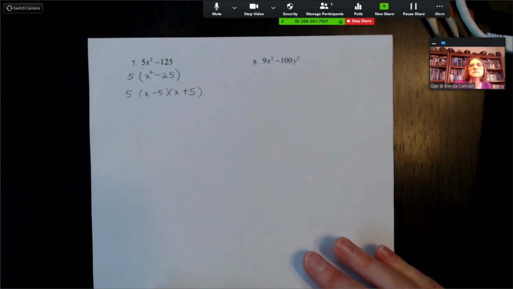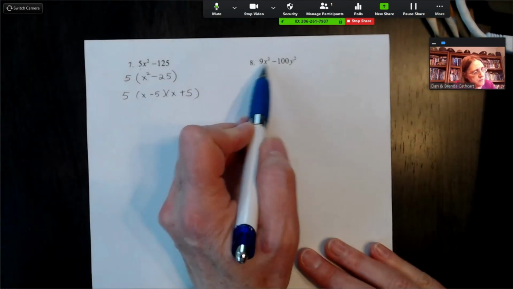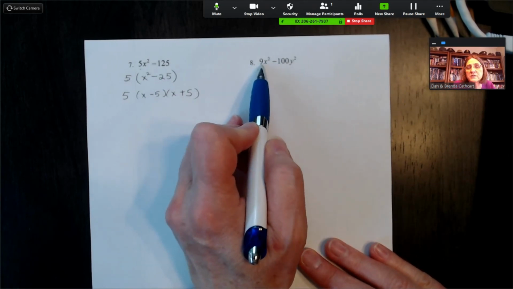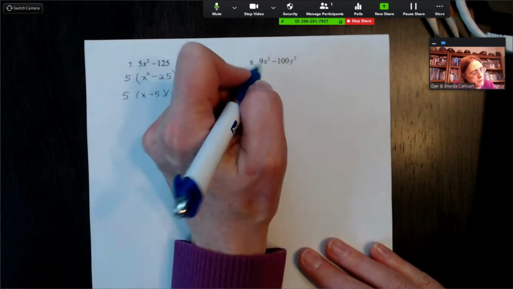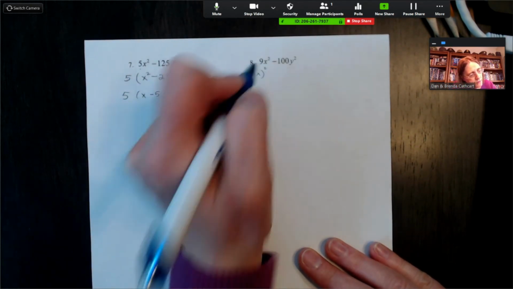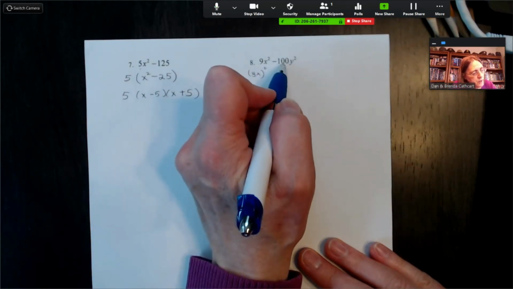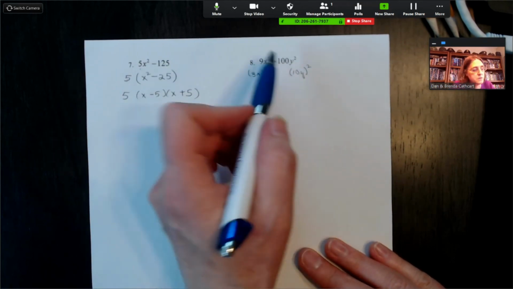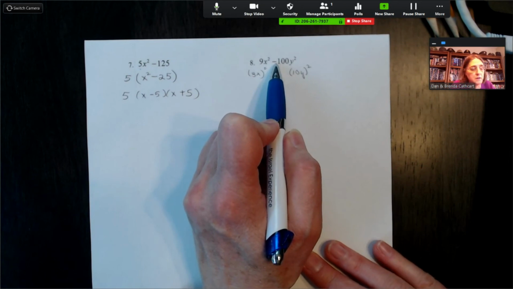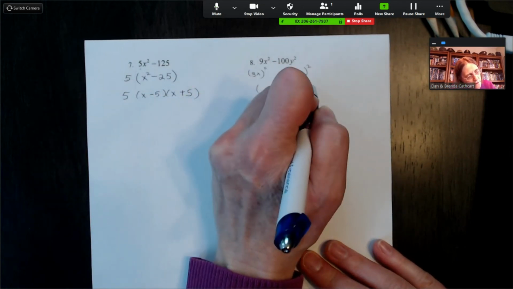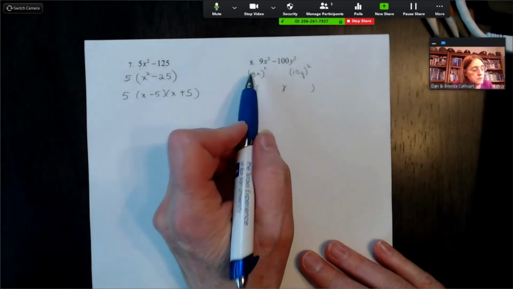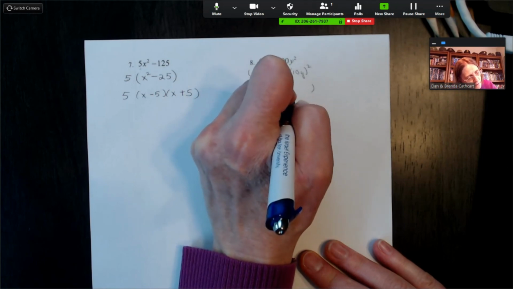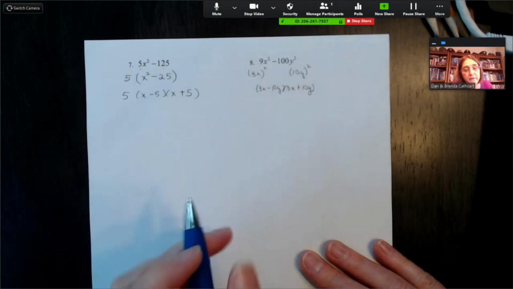Number 8, as we look at that, we have a coefficient of 9 and a 100. These two don't have a common factor, but I look at those and I go, gosh, this is a perfect square. 9x squared would be the perfect square 3x quantity squared, and 100 would be 10 squared. So I have two perfect squares. It's a difference, it's a subtraction in the middle. So our two factors, again, identical, 1 plus, 1 minus. So 3x minus the 10y and 3x plus the 10y.